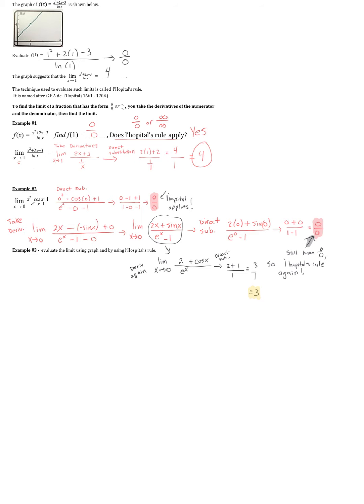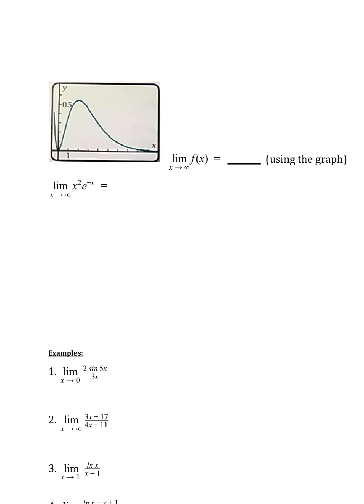All right, let's go to example number 3. Okay, example number 3, we have a function right here, x squared times e to the negative x. We're going to find this limit both by using the graph and by using L'Hopital's rule.